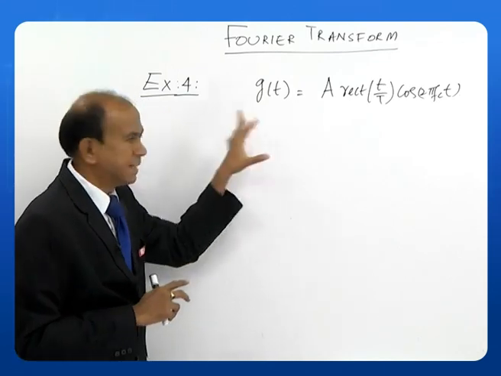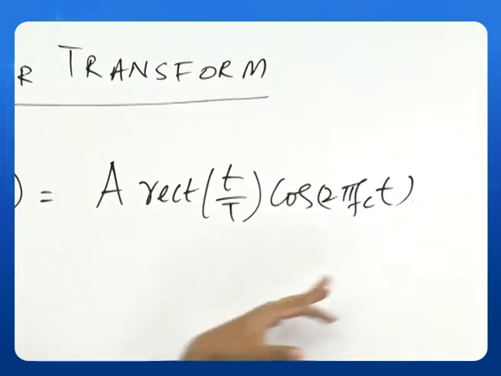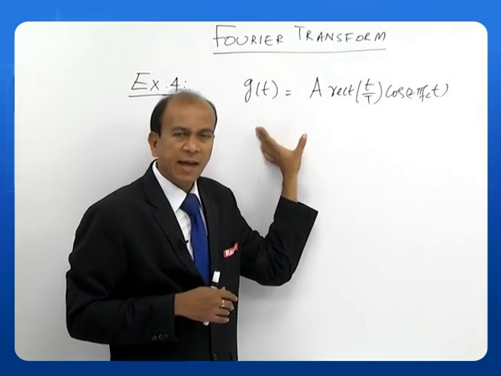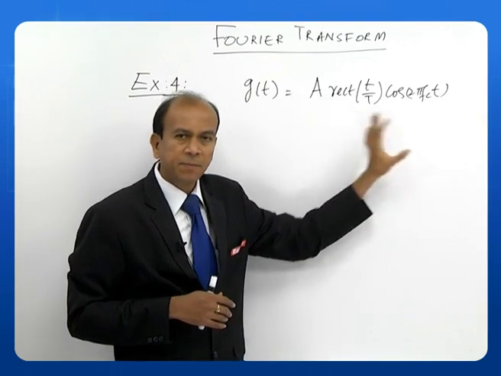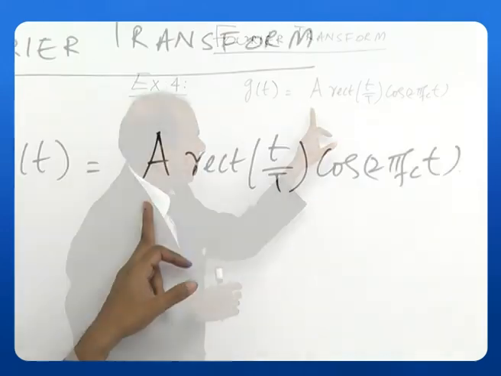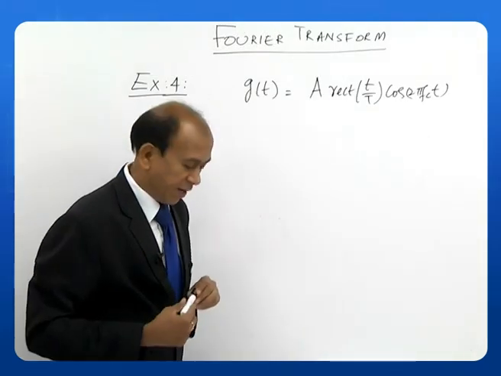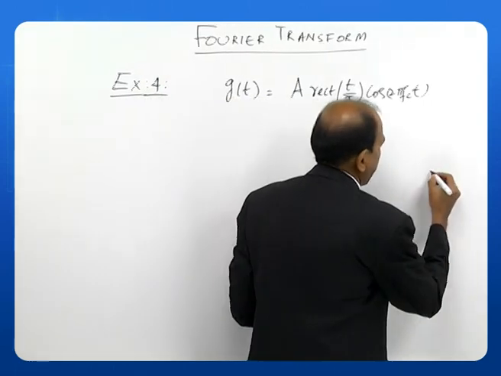This example is where g of t is given as A rect of t by T multiplied by cos 2 pi f c t. Now, here if you see, the rectangular function is getting multiplied by a cosine function. So, how does this figure look? Let us just draw the figure.